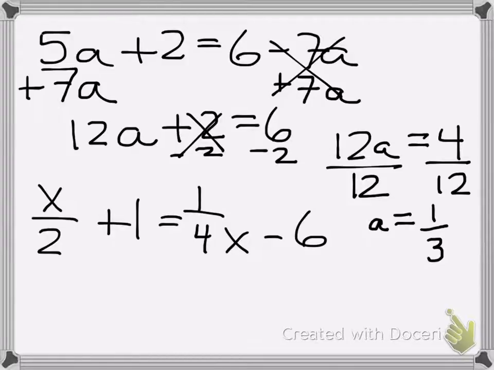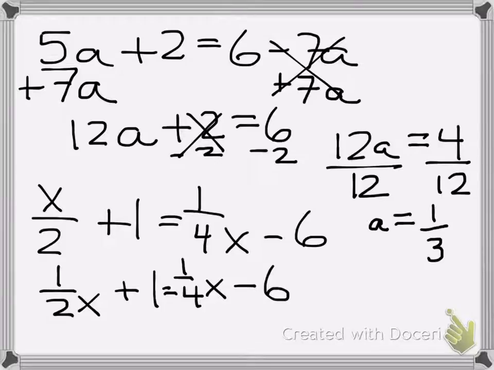Now the next one, we have x over 2 plus 1 equals 1/4 x minus 6. We talked about this already in class, but x over 2 could actually be rewritten as 1/2 x plus 1, and then that's equal to 1/4 x minus 6, which makes it easier to combine the x's. So I want to combine the x's first. I probably want to take the 1/4 x, since it's smaller, and bring it over to the 1/2 x, so I don't get any negatives.